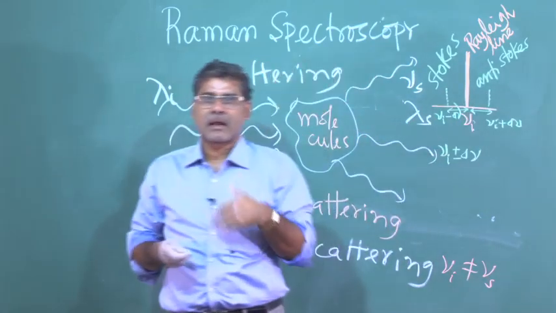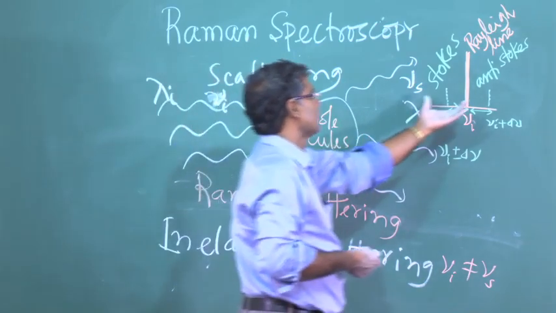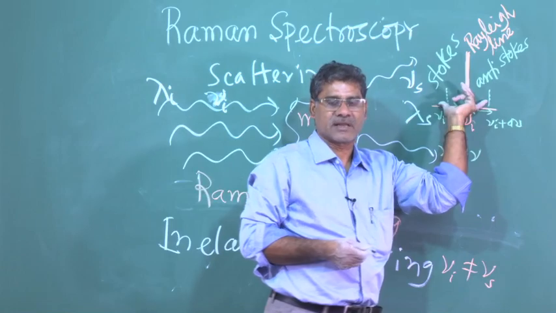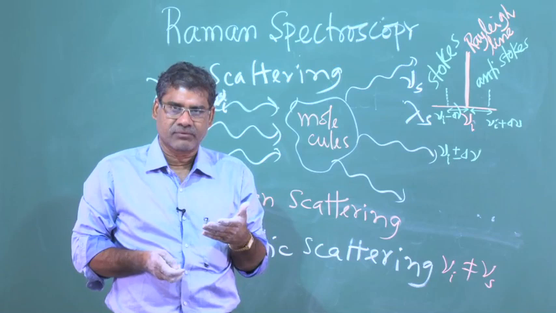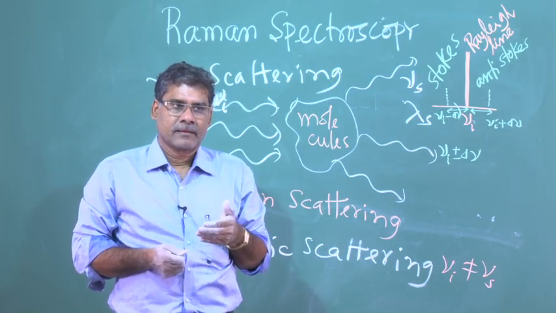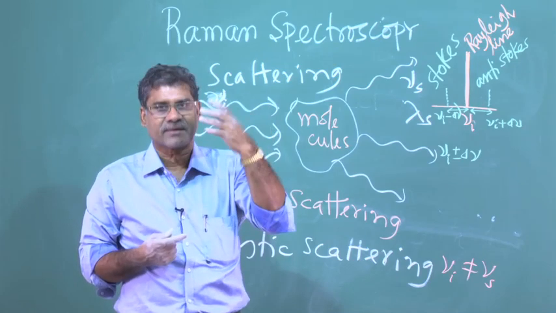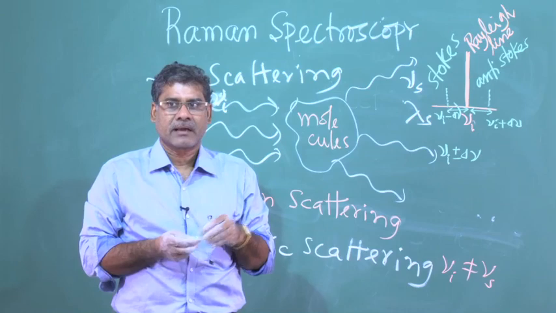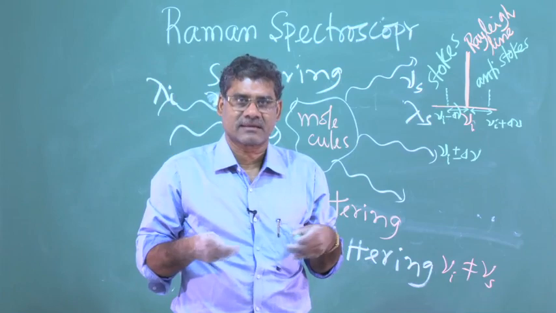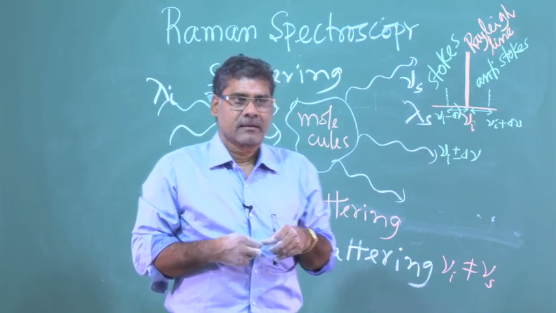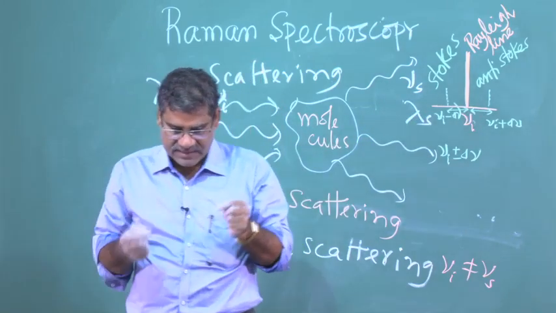Earlier, these two lines, the Stokes and anti-Stokes lines, were not known, because they were so weak that they were very difficult to see. The problem was that earlier all the experiments were done using sunlight, the most intense light. Later, mercury arc lights came up, and Raman was able to see these two lines. The scattering is very weak.